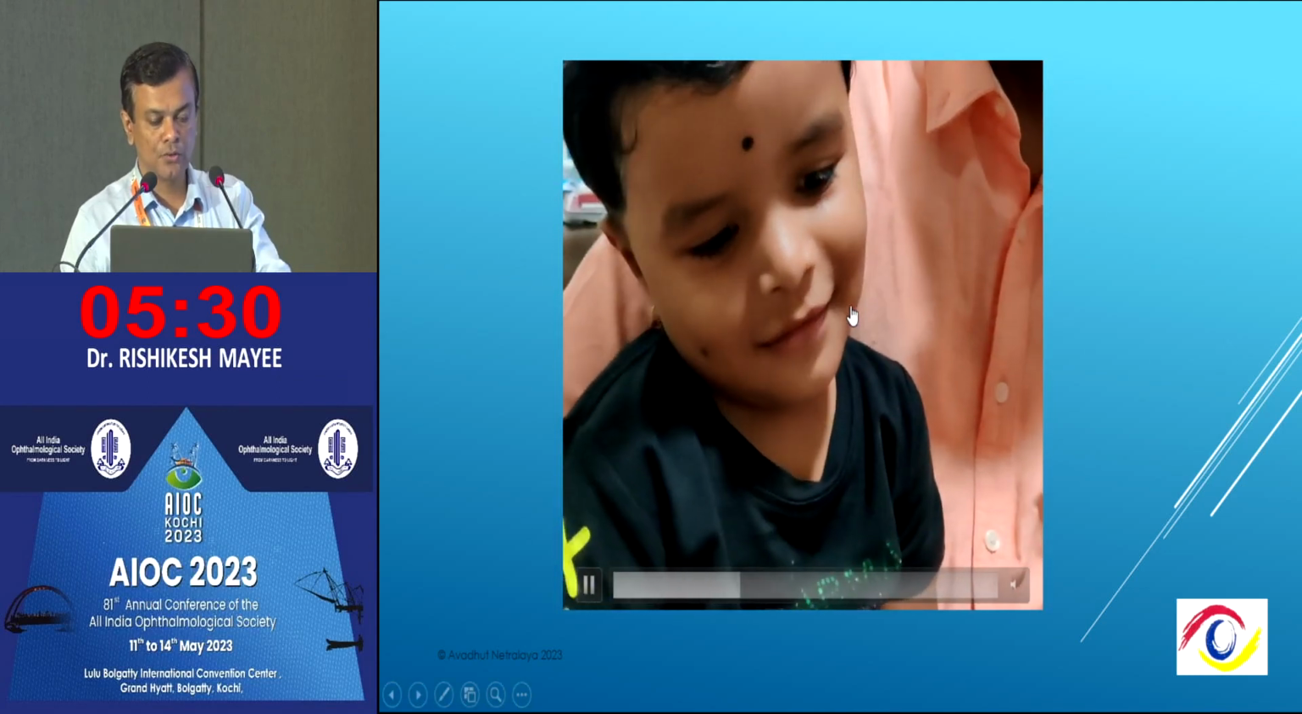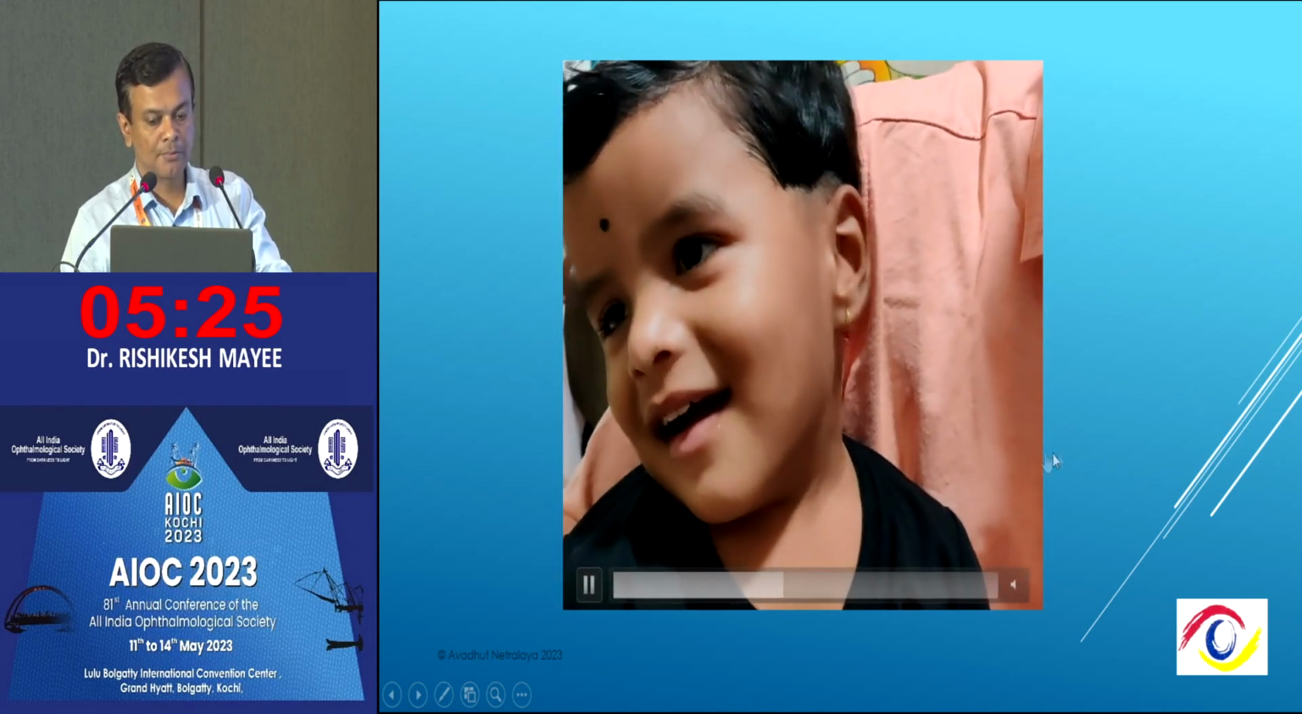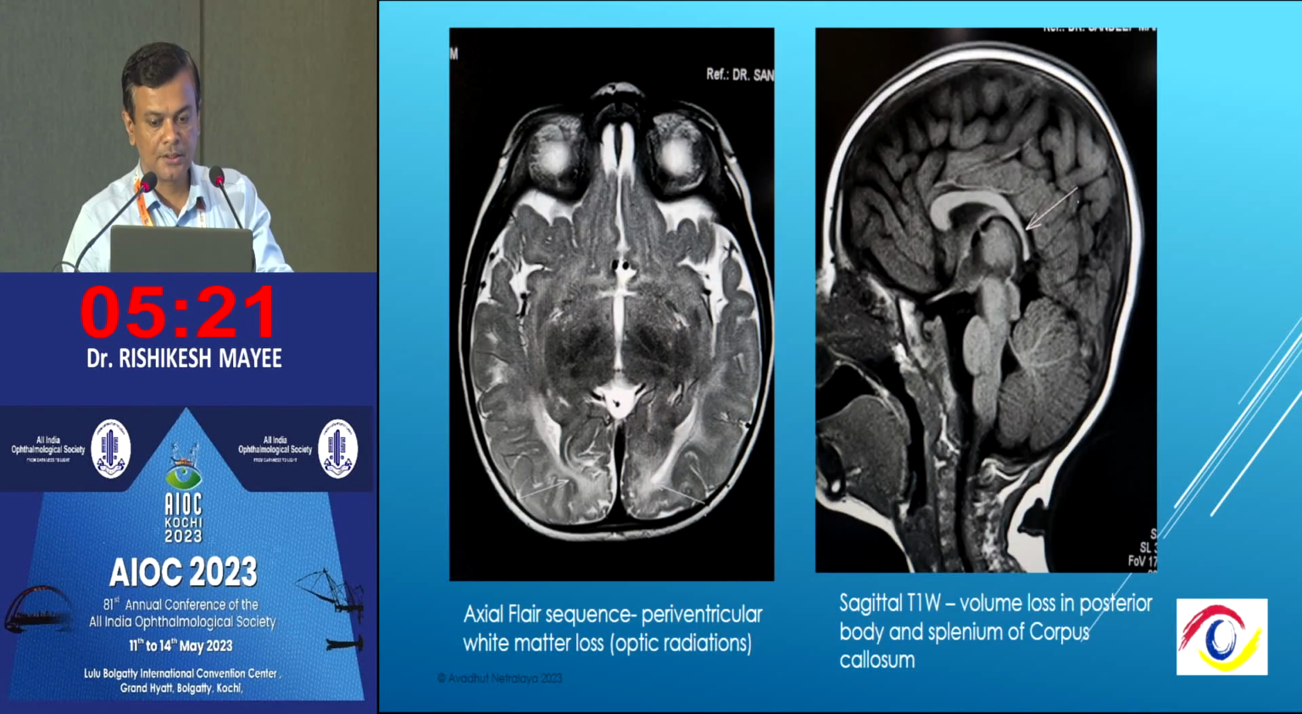He is able to follow the object. He is not trying to look up or search for the source of light. So probably the visual outcome in this case is good. So another patient, now look at the sagittal section of the T1 weighted image.